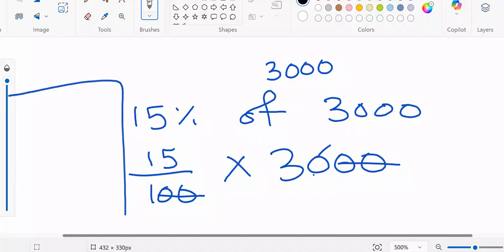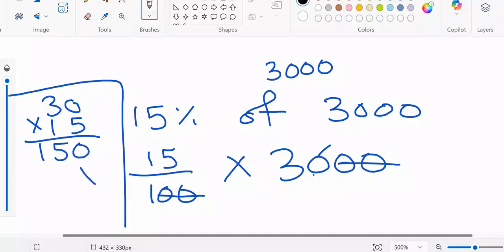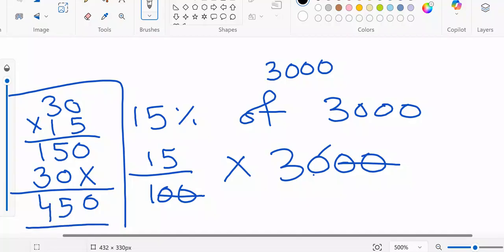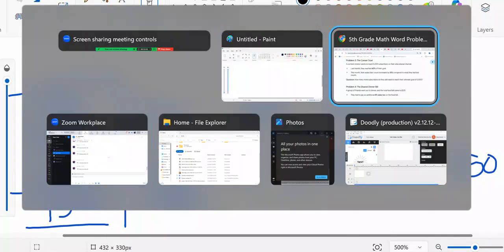And if you don't understand what I did, I can do it here for you. 30 times 15. 5 times 0, 5 times 3 is 15. 10 times 0, and 1 times 3. It is 0 here, 5, 450. So the answer is 450.